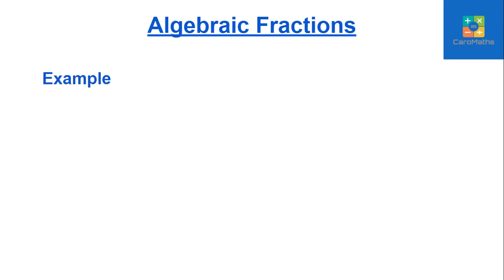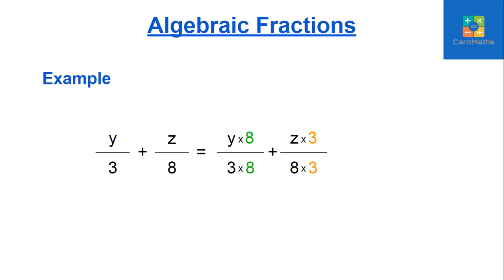And now let's have a look at an example. I've got y over 3 plus z over 8. So firstly, we need to make sure that the denominators are the same. So we multiply the first fraction, y over 3, by 8, which is the denominator of the second fraction. So we get y times 8 divided by 3 times 8. And then we add the second fraction, z over 8, multiplied by the denominator of the first fraction, which is 3. So we get z times 3 divided by 8 times 3.